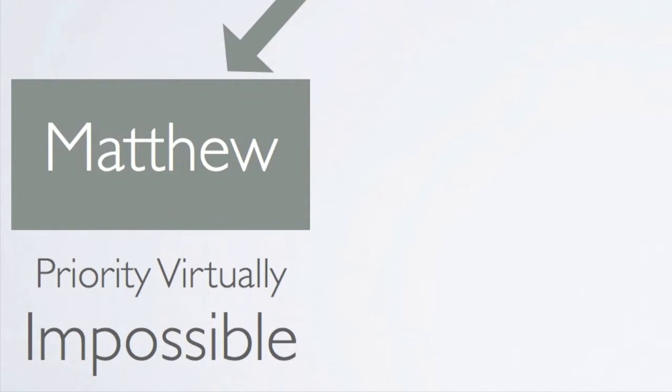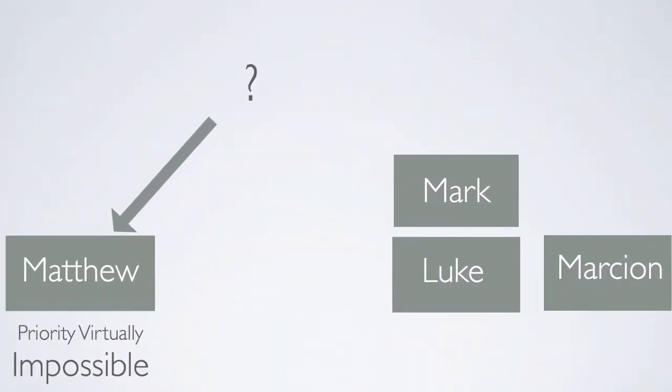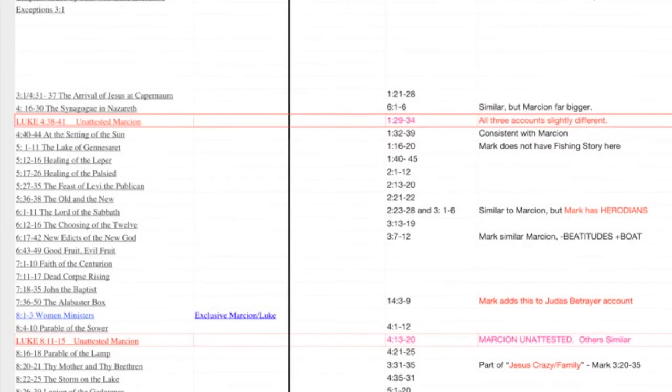The only plausible answer for the timeline discrepancy is that Matthew cannot have priority. But if Matthew has no priority, then that leaves it up to Mark, Luke, or Marcion. Because of the inconsistencies of the timeline, Matthew may be a dead end, but it must follow something. This is where the spreadsheet comes into play.